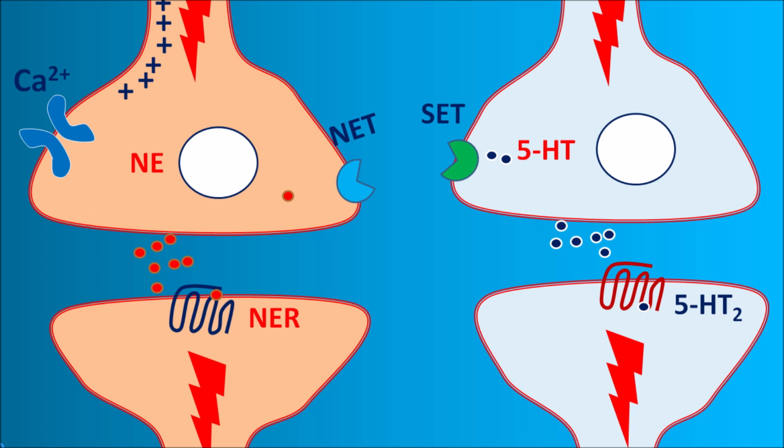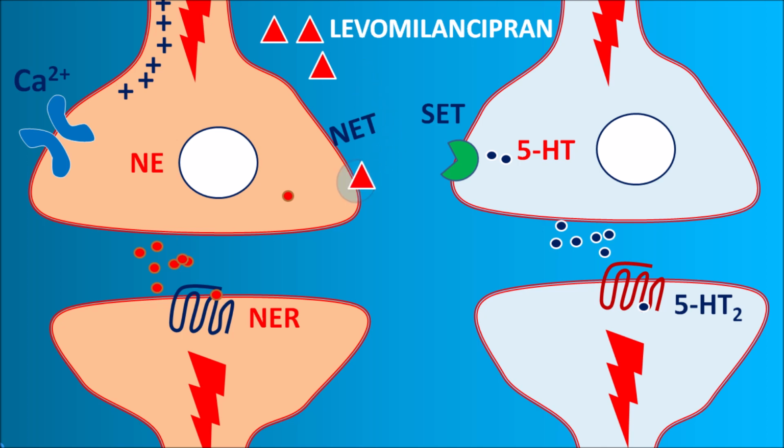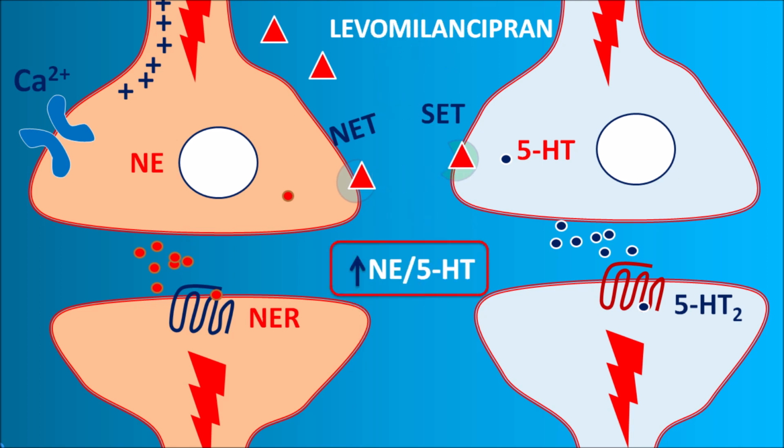Now in depressive patients, the transmission of norepinephrine as well as 5-HT is somewhat reduced. In such conditions, levomilnacipran can be given, which can block the norepinephrine transporter so that norepinephrine is not taken into the nerve terminal. Similarly, this drug can also block the serotonin transporters so that the reuptake of 5-HT is somewhat reduced. In this way, levomilnacipran can increase the levels of norepinephrine as well as 5-HT within the CNS, which increases the neurotransmission, thereby improving the symptoms of major depressive disorder.